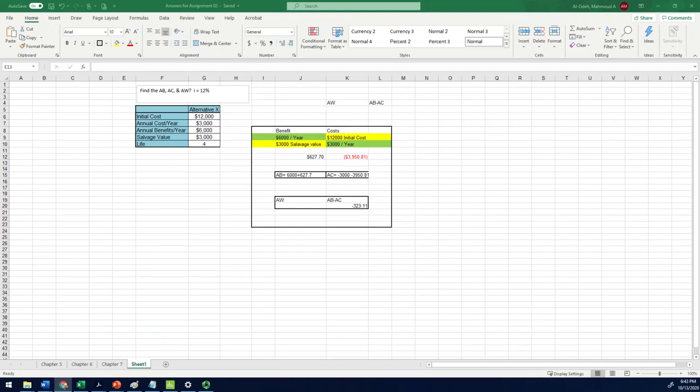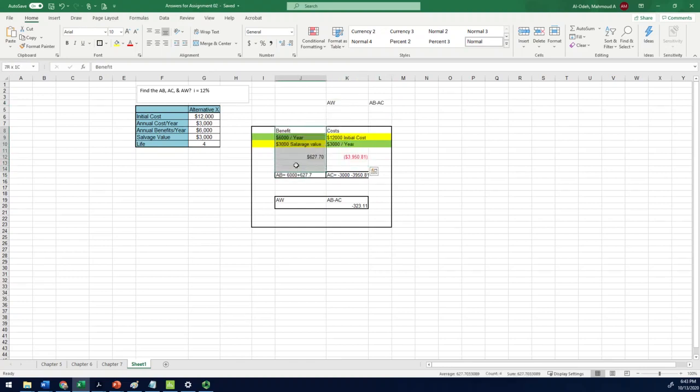So in short, let me summarize it here. Based on steps 4, 5, and 6, the annual worth is equal to the annual benefit minus the annual cost. Now for this case, if we need to find exactly what the annual benefit, annual cost, and annual worth are, you divide the information you're given into a column for the benefits and a column for the costs.